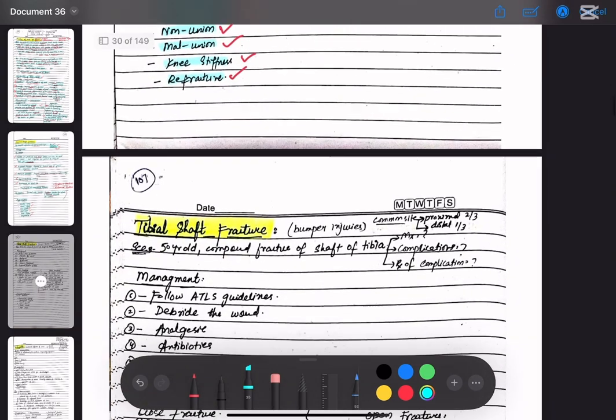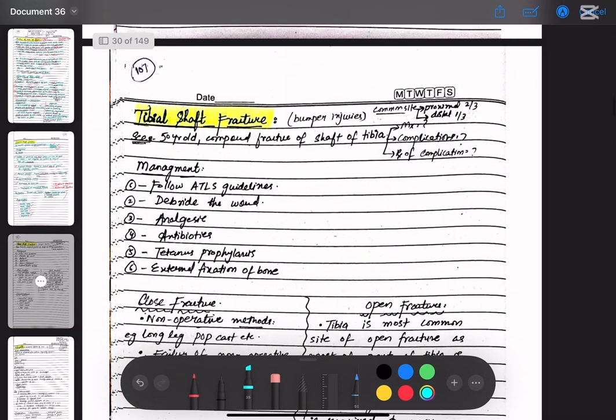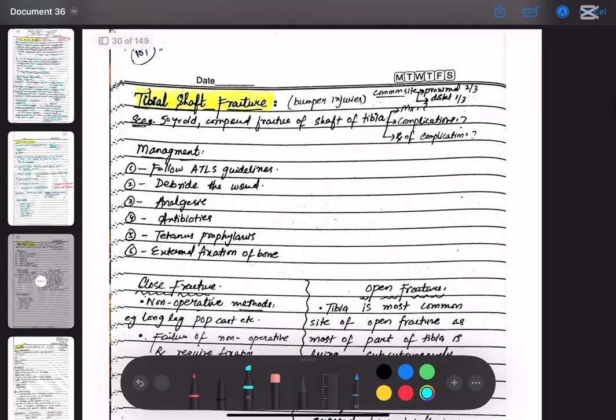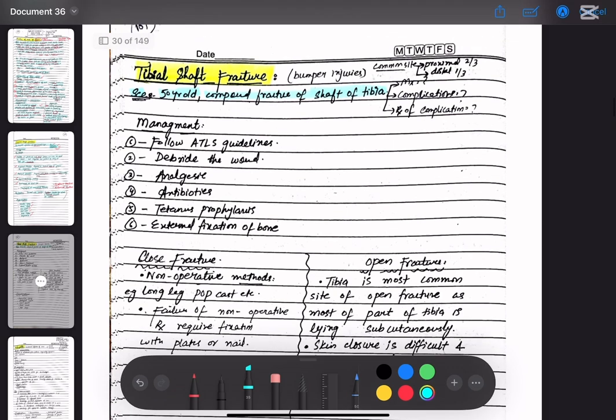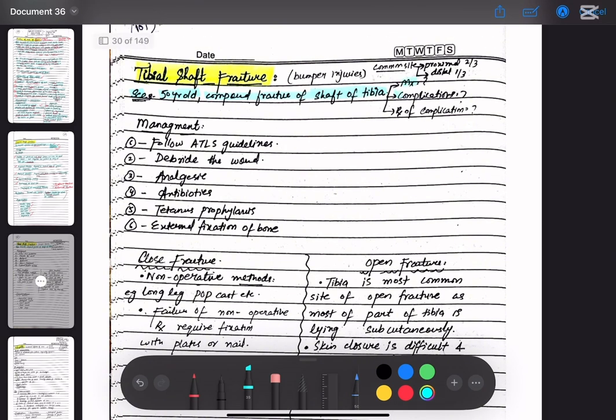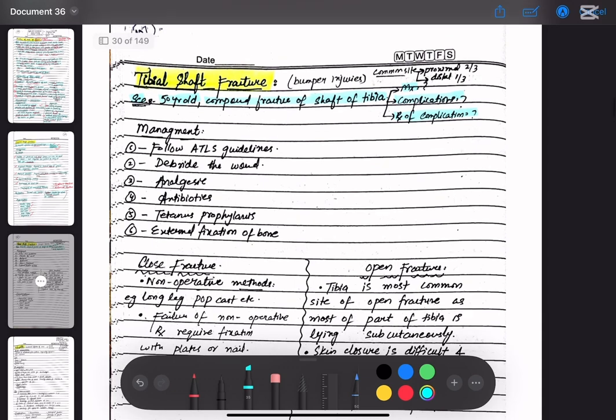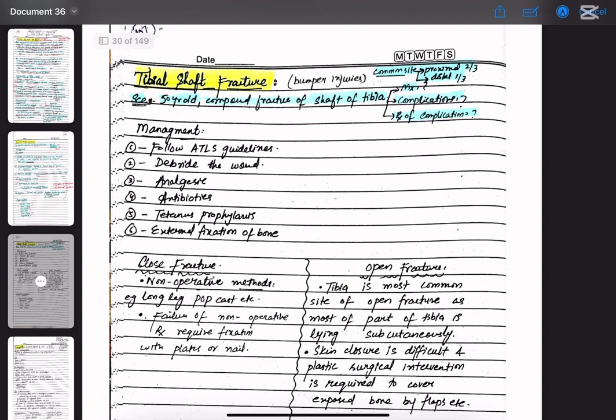Now the next topic is tibial shaft fracture. So we have a scenario that there is a 50-year-old having a compound fracture of the shaft of tibia. So what is the management, the complications, the treatment of complications, and the common sites for the tibial shaft fractures? This is also a common question that is asked: what is the common site for the tibial shaft fracture? So these are the proximal 2/3 and distal 1/3. These are the common sites, proximal 2/3 and distal 1/3.